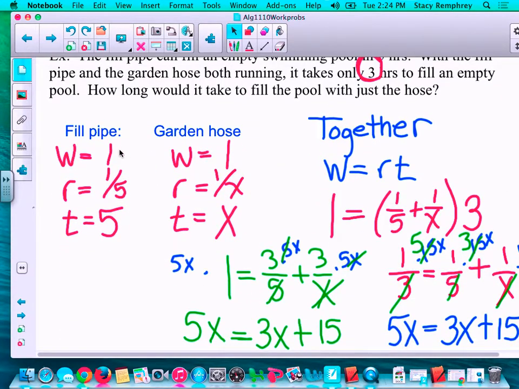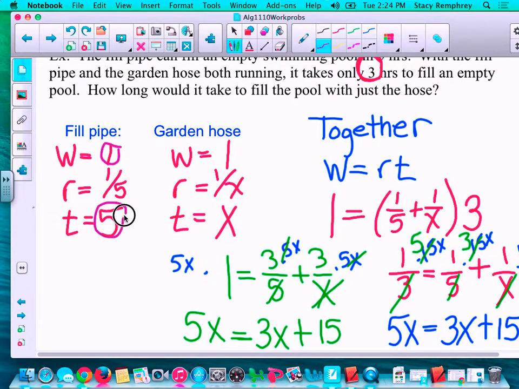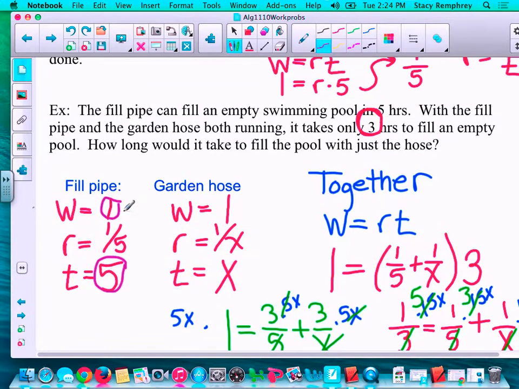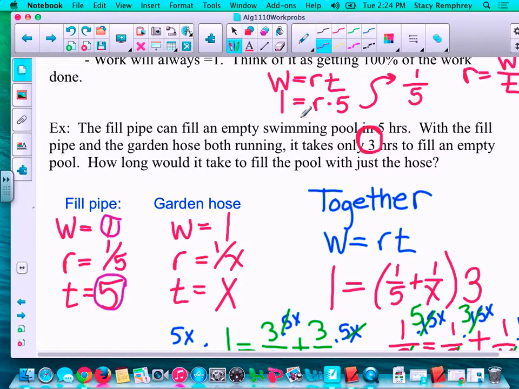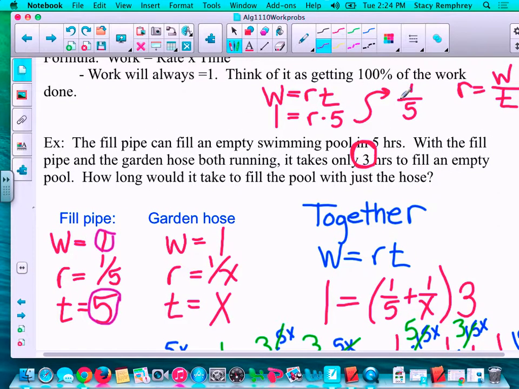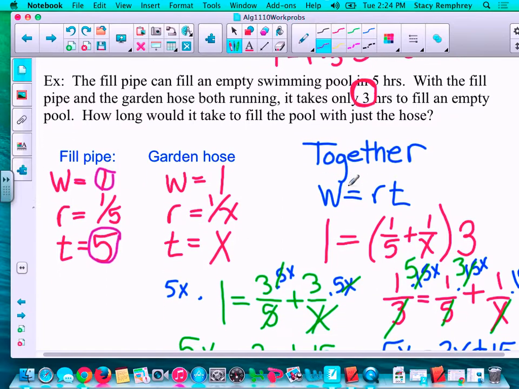All right, so for the fill pipe, I wrote W, R, and T for work, rate, and time. The work I knew was 1. Let's see if I can do it in purple. So I filled that in as 1. And I knew that filling it up by itself, the time was 5. Now, to get the rate, I could kind of plug in and solve to get the rate. I did that here. Or using literal equations, you can solve for the rate, and the rate is always going to be the work divided by the time. So I got the rate by putting the work over the time.